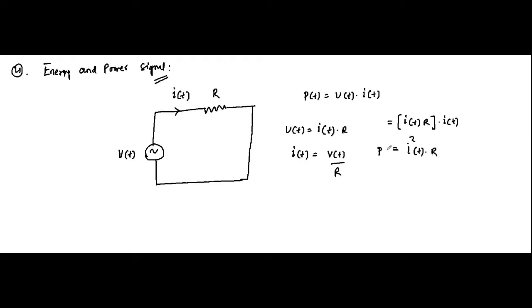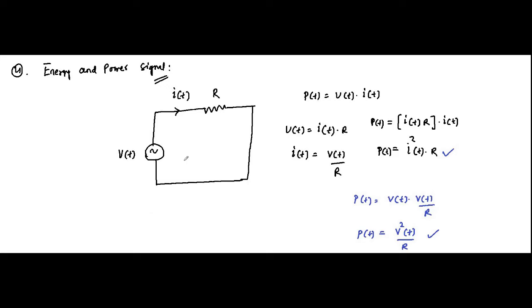That is one expression of power. In another expression, we write p(t) is equal to v(t), and we write i(t) as v(t) by R. We represent it in this way. So this becomes v square t by R. Both of them are correct, this one and this one.